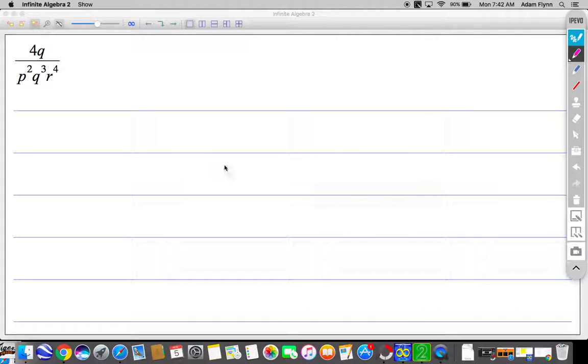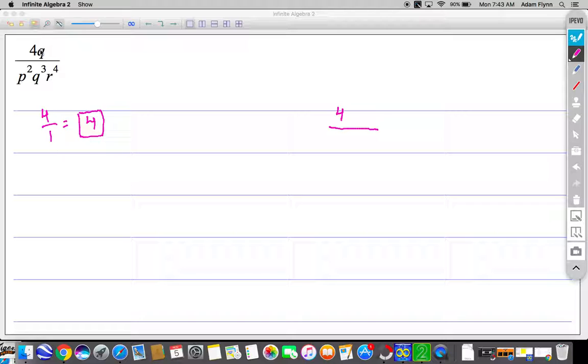Okay, looking at this one, we'll take care of our numbers first. We've got a 4 in the numerator, a coefficient of 1 in the denominator. So that'll leave us with 4. I'm already going to start making my solution for this one, so I can put a 4 in the numerator.